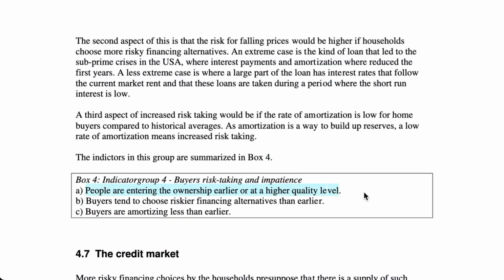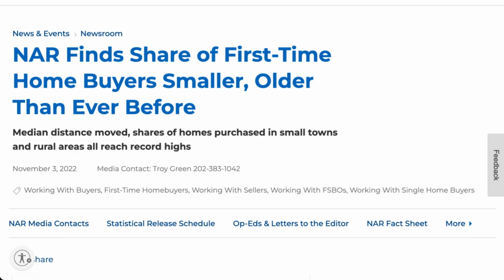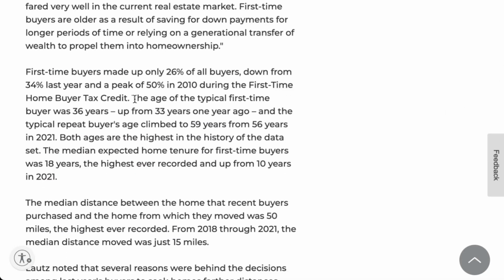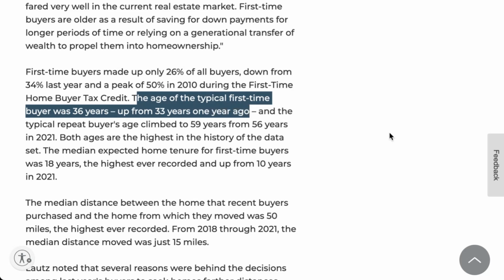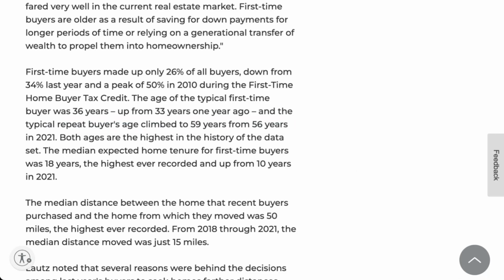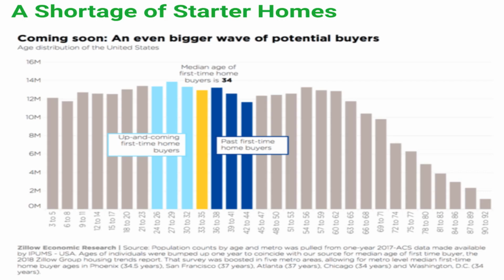Four: people are entering ownership earlier or at a higher quality level, and tend to choose riskier financing alternatives than earlier, and are amortizing less than earlier. This obviously doesn't mean people are buying at an earlier age or becoming more qualified buyers, but rather, if the cost of waiting on the sideline becomes too high, then people become impatient and end up buying something at a higher level than they intended, leading to a fear of missing out.